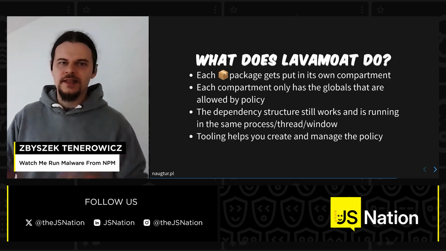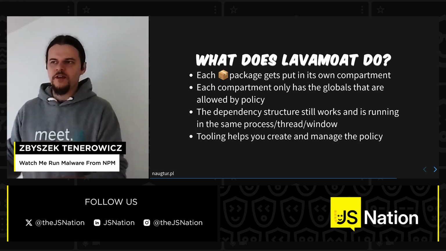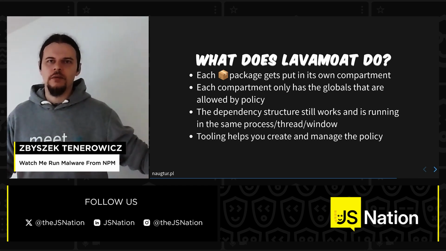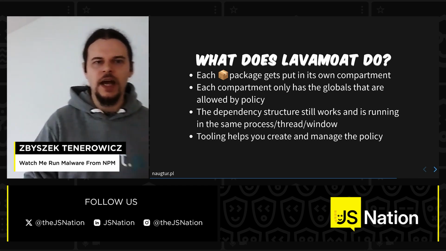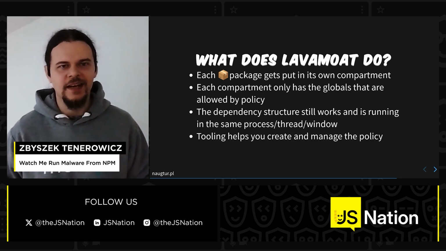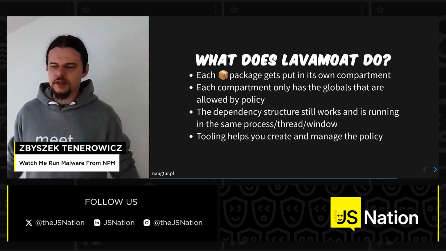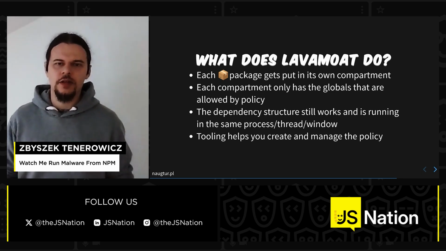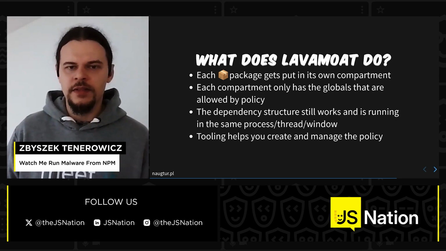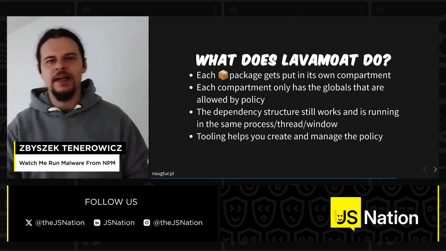What does it do? It takes each package and puts it in its own compartment. So all of the files from one package are going to share a global, but they're not going to share the global reference with any other packages or your app code. Sounds impossible? Yeah, sounded impossible to me too, but it can be done. And we also control the structure of the dependency, and we allow dependencies to call each other. It all happens in the same thread, in the same window, whatever platform you're using. And we also deliver tooling to help you create a policy to decide which package can access what.